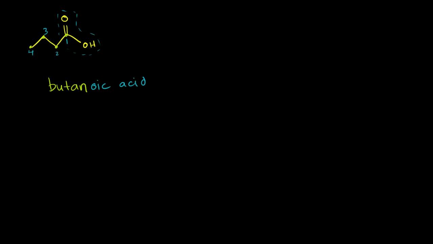Let's do another one. Let's say we had something that looked like this. Let me put another carbon on there, just like that. And let's say that there's a methyl group right over there. Now, clearly a carboxylic acid, but to name it systematically, we just want to find the longest carbon chain. So we have 1, 2, 3, 4, 5, 6 carbons. So our prefix will be hex. So it's hexan.